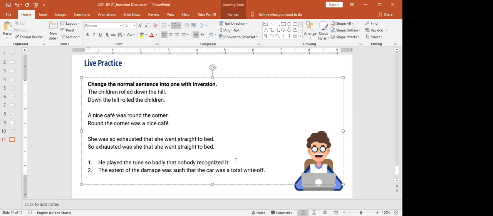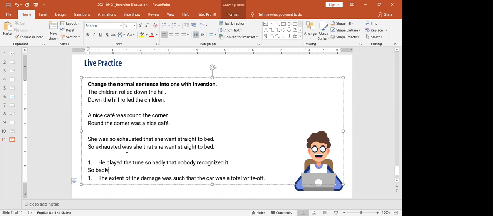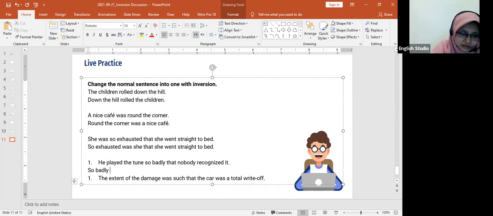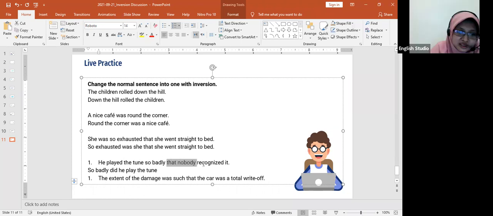Yes, correct, Miss Revi ya. Betul sekali, Miss Revi, benar. Jadi jangan lupa did-nya ya, betul sekali. So badly, kan kalau sebelumnya so exhausted was she ya. Tapi kalau di sini karena kita pakai verb, betul sekali Miss Revi ya. Pakai did dulu ya. Thank you so much Miss Revi ya. Did he play the tune ya? Okay, that nobody recognized it. Okay, for the last one.